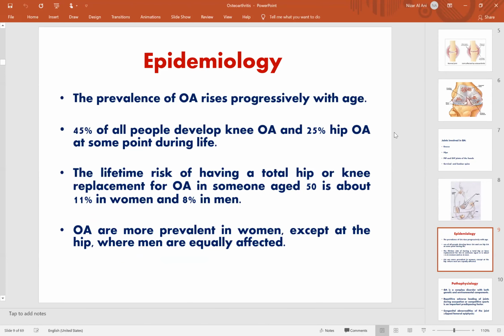Few words about epidemiology. The prevalence of osteoarthritis rises progressively with age. Around 50% of all people develop knee osteoarthritis and 1/4 hip osteoarthritis at some point during life. Lifetime risk of having a total hip or knee replacement secondary to osteoarthritis is about 11% in women and 8% in men. Osteoarthritis is more prevalent in women, except at the hip where men are equally affected.